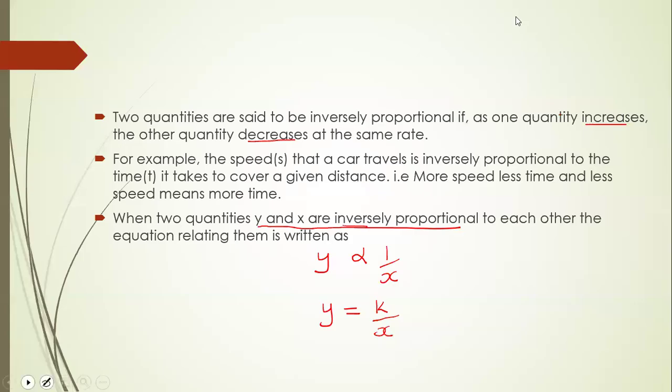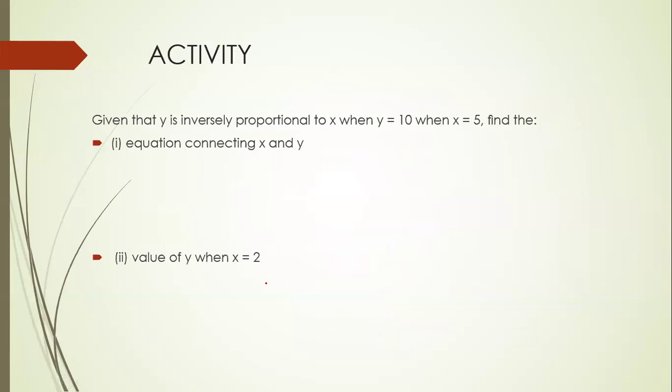Okay, now we are going to look at some examples. Our first example: given that y is inversely proportional to x, when y is 10, when x is 5, find the equation. So we have said that the keyword is inversely proportional. So I'll say y is inversely proportional to x. That's how we write it. Then after that, where there is the proportional sign, we shall introduce our equal sign and then the value of k. So we shall say y is equal to k out of x.